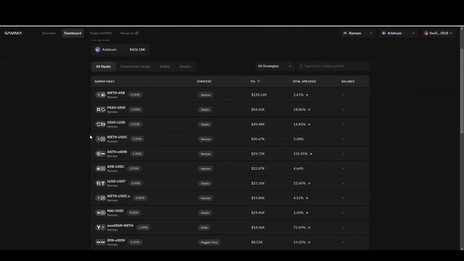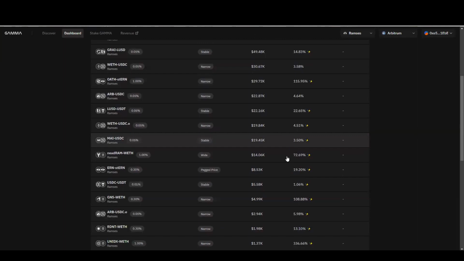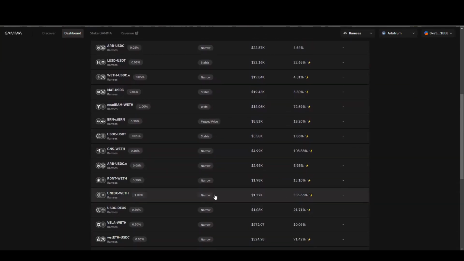What they'll seek to do now is, if you wanted to go into a concentrated liquidity pair, this, using the same boosted mechanic that NeedRAM uses, enables you to now put down a position in concentrated liquidity, but they'll automatically balance it for you. That's what I wanted to highlight. They'll automatically balance it for you and provide you a return. So for example, wrapped ETH ARB is currently sitting at a total APR of about 2.6%, up to 18% for various positions, and then all the way up to things like GNS wrapped ETH up to 108%. So these are the set and forget options for concentrated liquidity.